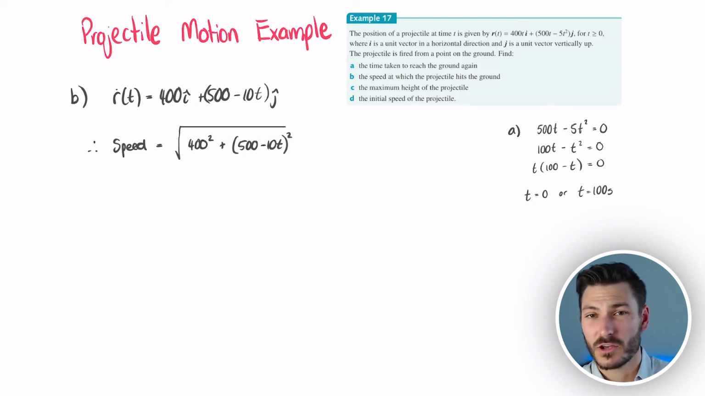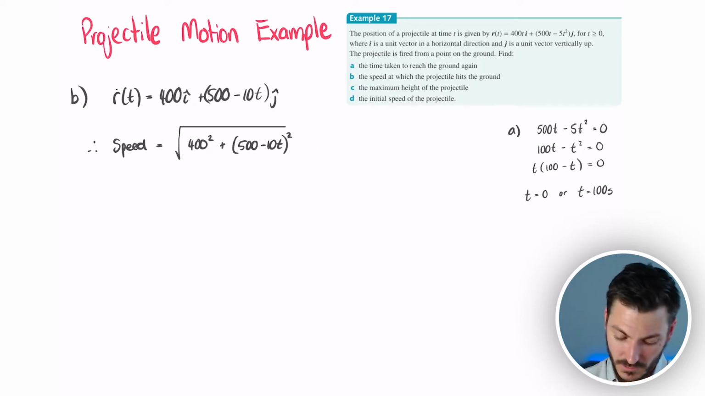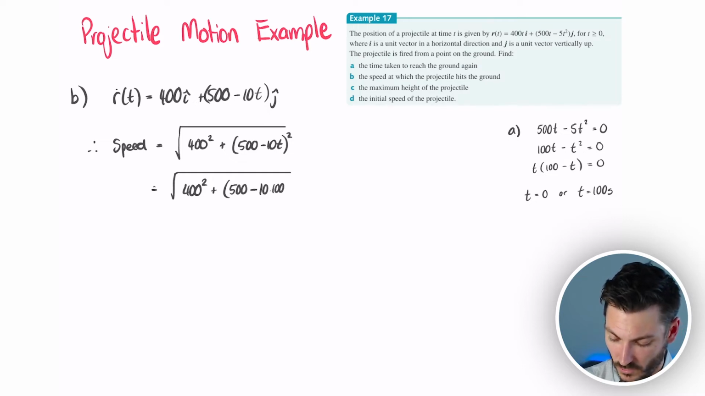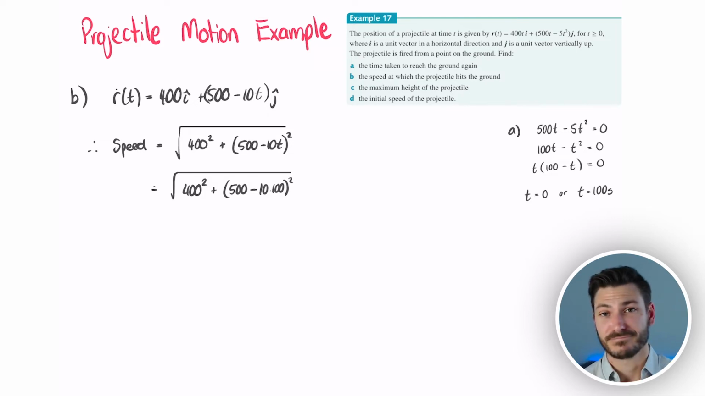But I can determine what the time is when it hits the ground again. I know it's at 100, so I'm going to put that information in here. Square root of 400 squared plus (500 minus 10 lots of 100) all squared. 10 lots of 100 is 1,000. I was about to go through it all manually, but at the end of the day, once you have a square root and a bunch of values, you can just pop it in your calculator in a tech active exam, which is exactly what I'm going to do right now and get an answer.